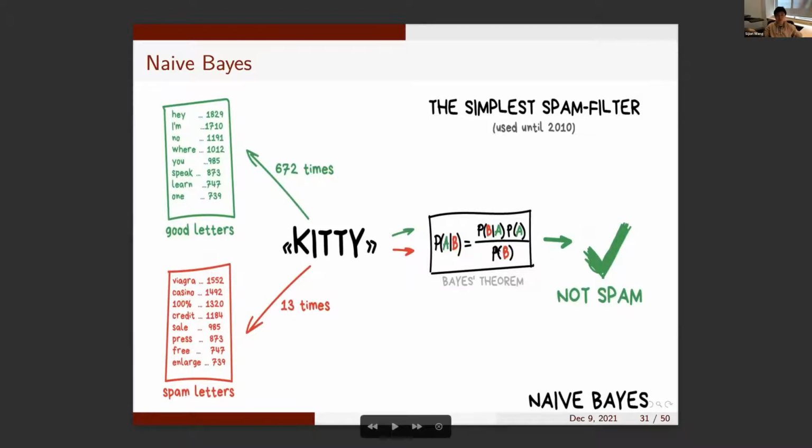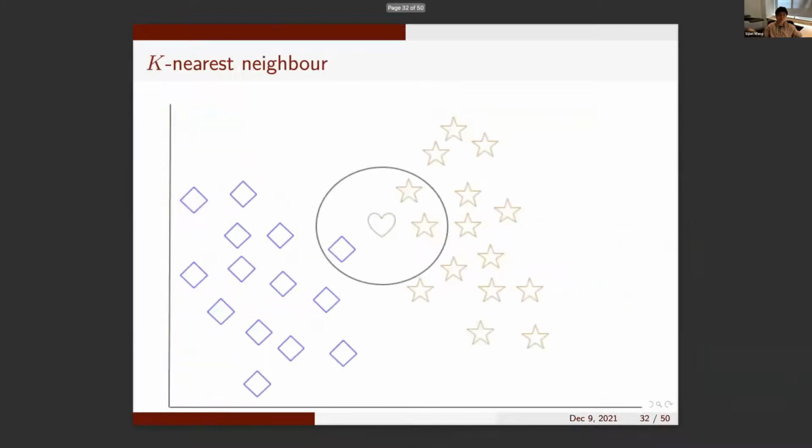Naive Bayes is mainly based on the so-called Bayes theorem to do this classification. This is a very simple method, but it's actually used widely. Until 2010, naive Bayes was actually the major method for spam filters. And then the next popular classification method is K nearest neighbor.